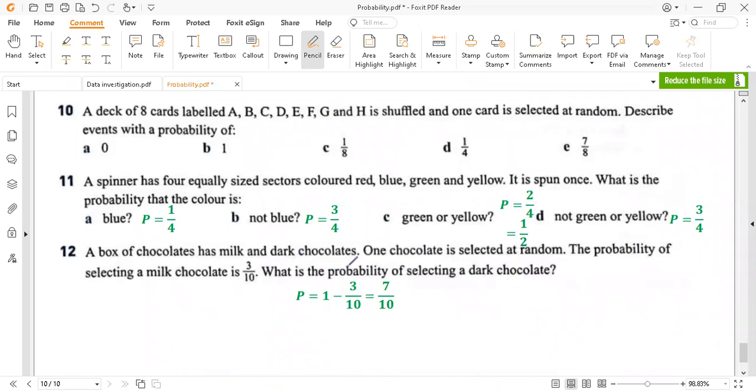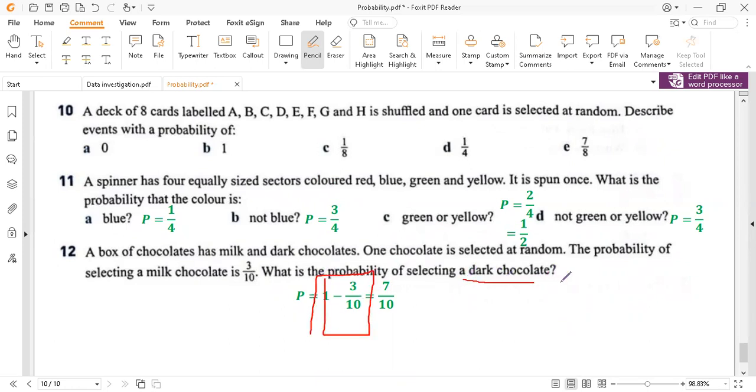Also, it is very easy to know when we have a box of chocolates with milk and dark chocolates, and one chocolate is selected at random. The probability of selecting a milk chocolate is 3/10. What is the probability of selecting a dark chocolate? The probability of selecting a dark chocolate is the remainder after milk chocolate, so it is 1 minus.